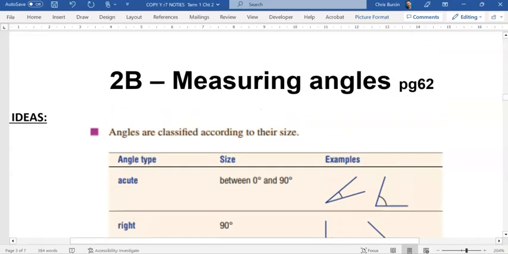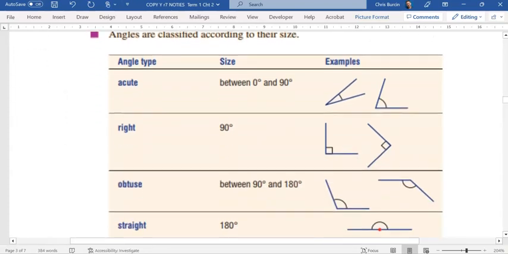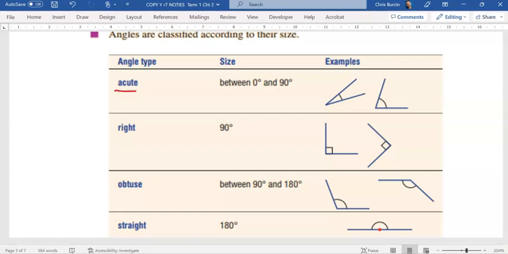Welcome to class. Today we're doing 2B, measuring angles, and we're classifying them without actually taking our instruments to it. We don't have to get out any gear, but we need to know these terms. So an acute angle is anything between 0 and 90. Right. If it's actually 90 degrees, what's it called? A right angle.